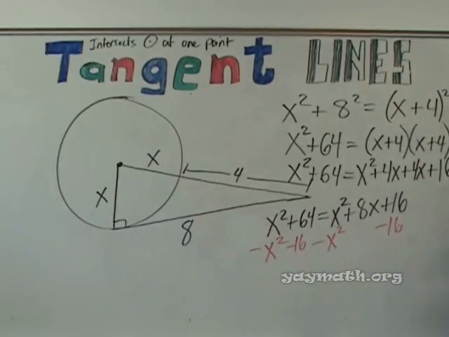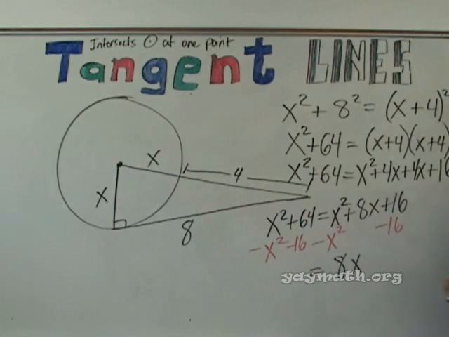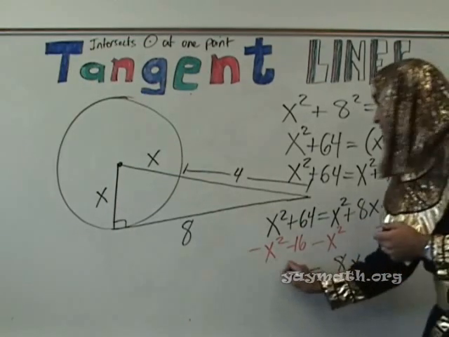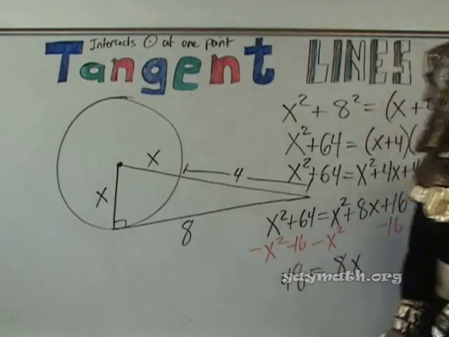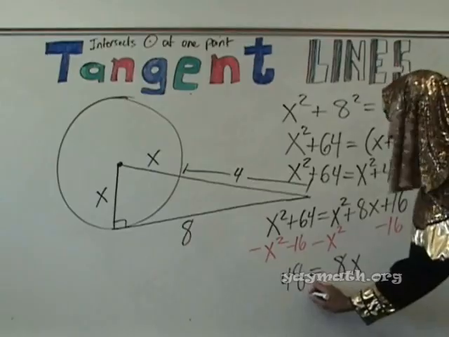and what are we left with? 8x. Right, so we have 8x over here on the right. 64 minus 16, 48. Good. Divide by 8, x is 6.